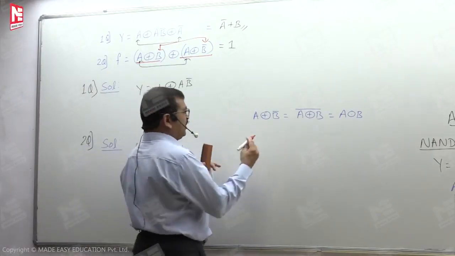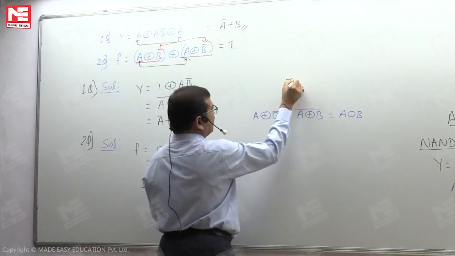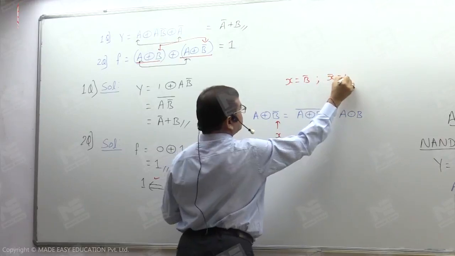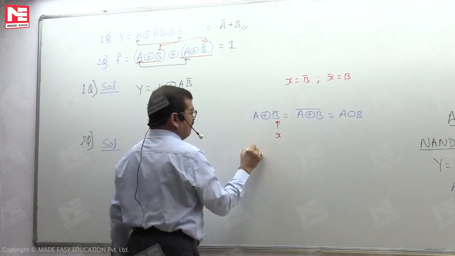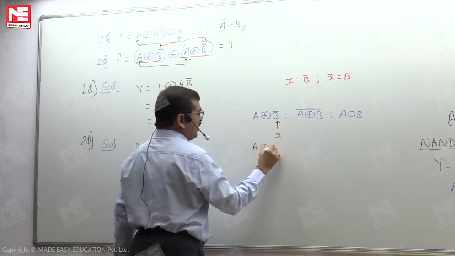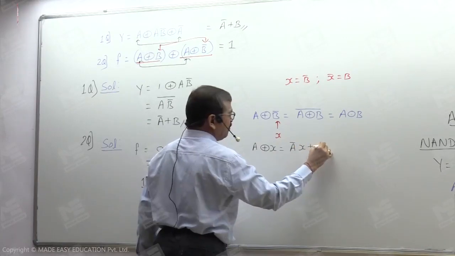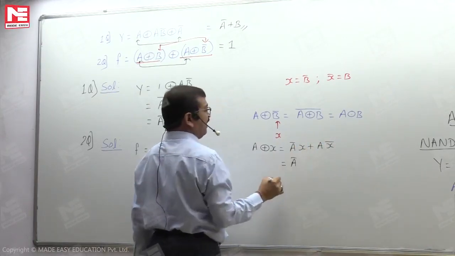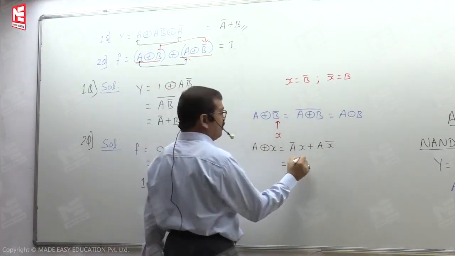Just for our convenience to evaluate this, let us name it X. So X we are taking as B complement. Based on this, X complement is B. While evaluating this A exclusive OR X, we have A complement X or with A X complement. A complement X, where X is B complement.